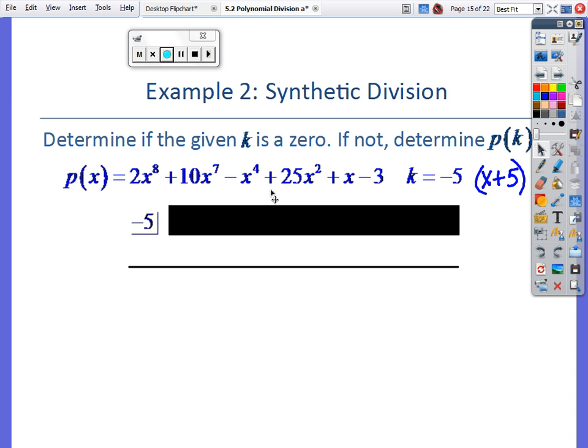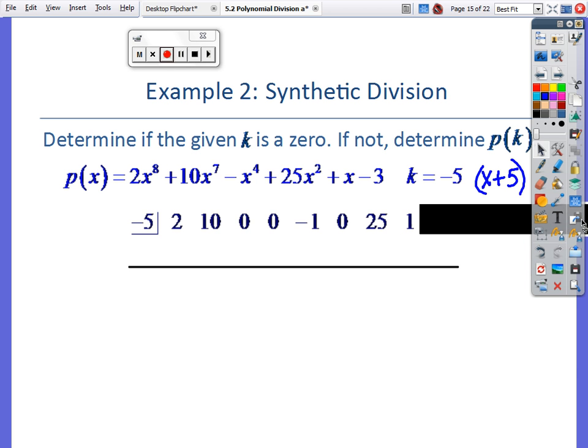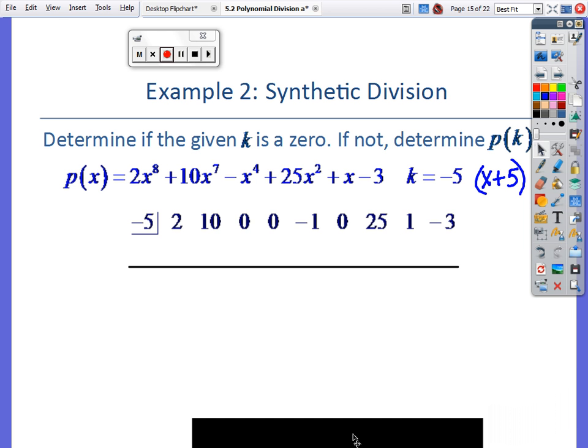Now, are we missing any degrees? Yes. 6, 5, and 3. We're missing 3 degrees. Whenever I'm missing a degree, I need to add in a 0. So we start with 2, because that's our first coefficient. Then we go 10. Then don't we go 0, and then 0, then negative 1, because that's a negative 1 in front of the x to the 4th. And then a 0 because we're missing x cubed, and then 25, and then what? 1, and then the last one is negative 3. And so what we get is that setup for our synthetic division.